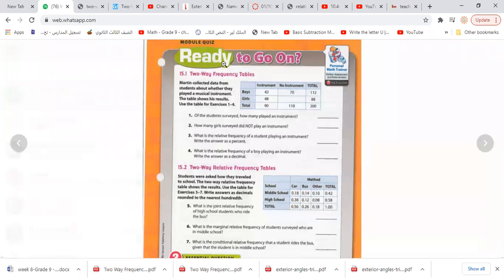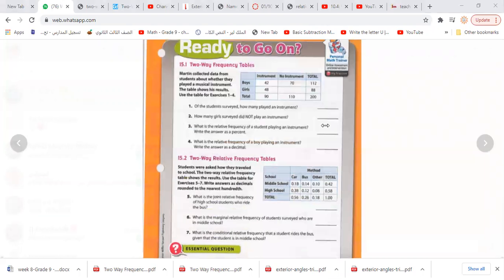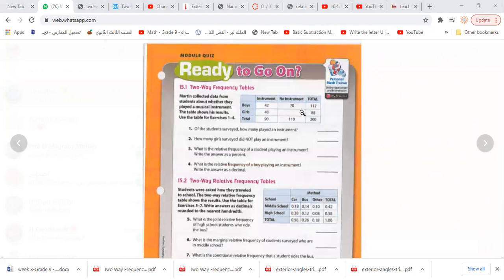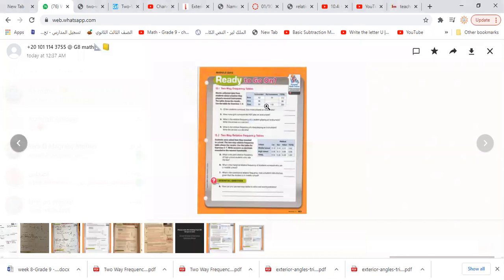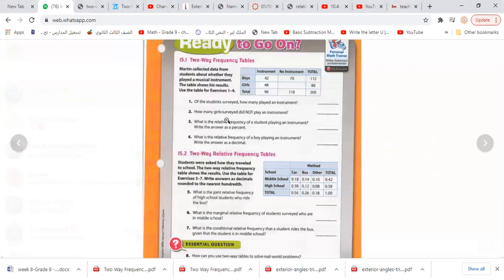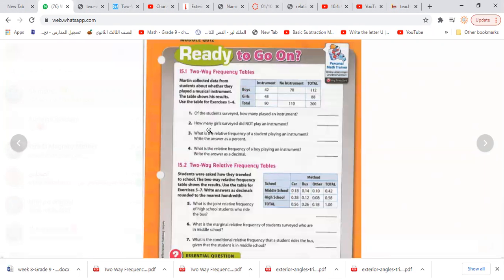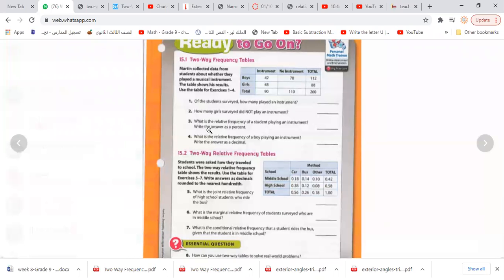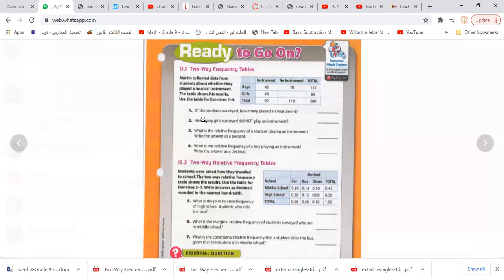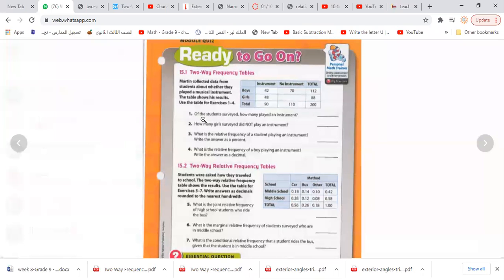The girls with no instruments. Yes, the girls with no instruments. Then if I want to find the girls with no instruments, I'll go back to you again, Yahana. How can we calculate the girls with no instruments? We will make 88 minus 48, which will equal 40.